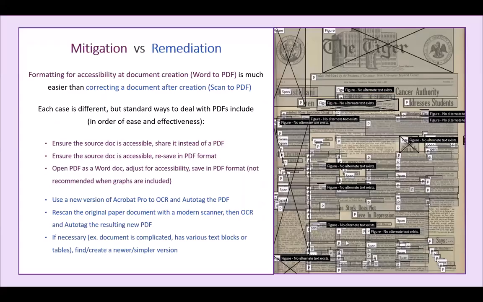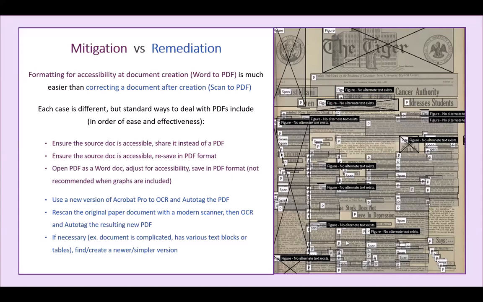Looking at mitigation versus remediation, mitigation is kind of putting the formatting in place during creation. And then remediating is coming back and having to assign all of these accessibility formatting to the PDF.